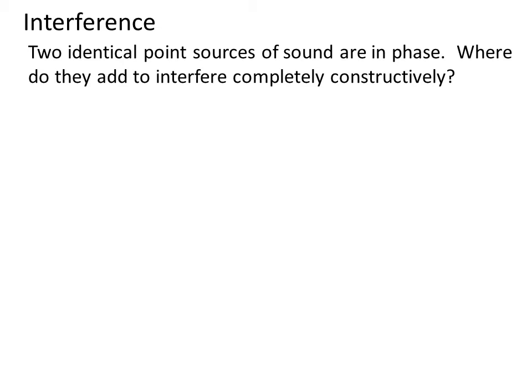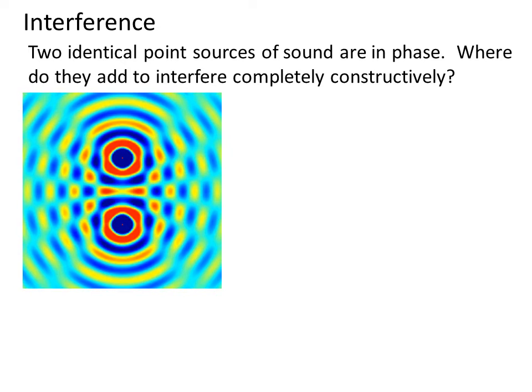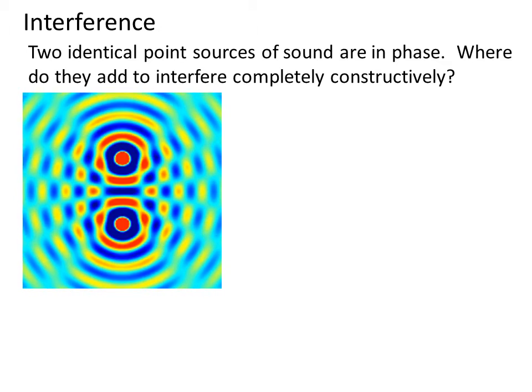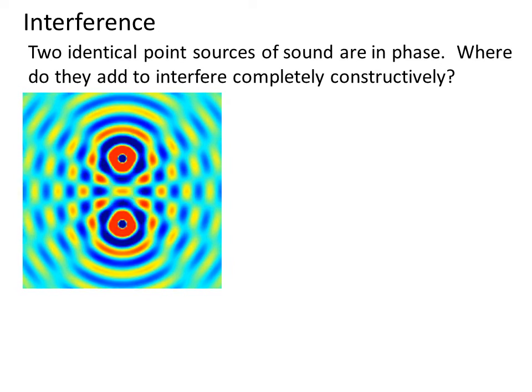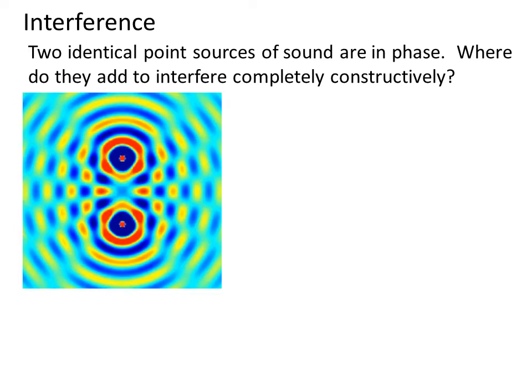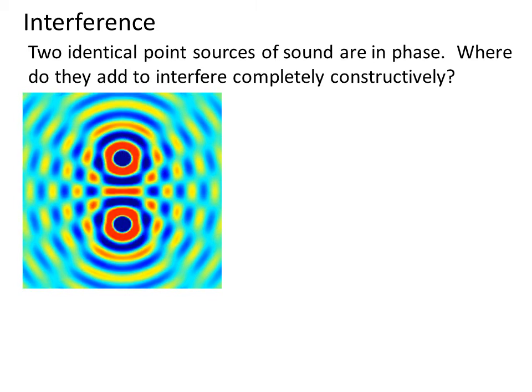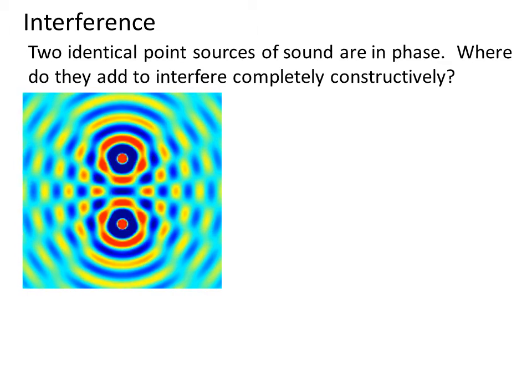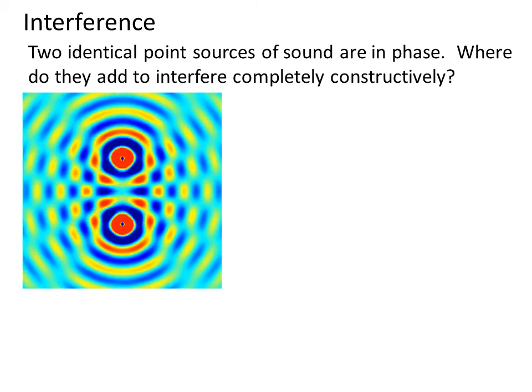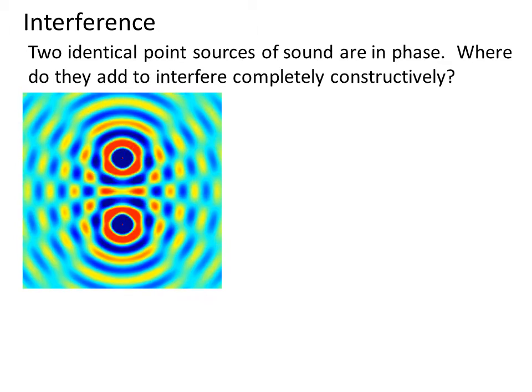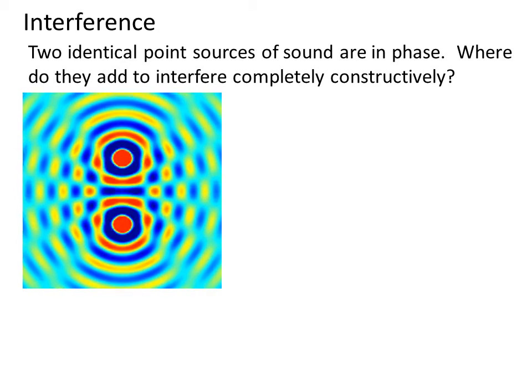In this lecture we look at interference. Let's consider two identical point sources of sound that are in phase. Here we show a depiction of the two point sources, and the color is used to give you an idea of the intensity of the sound. Close to the point source, the sound is intense. Farther away, it's lower. Red is the high intensity, light blue is the lowest intensity.